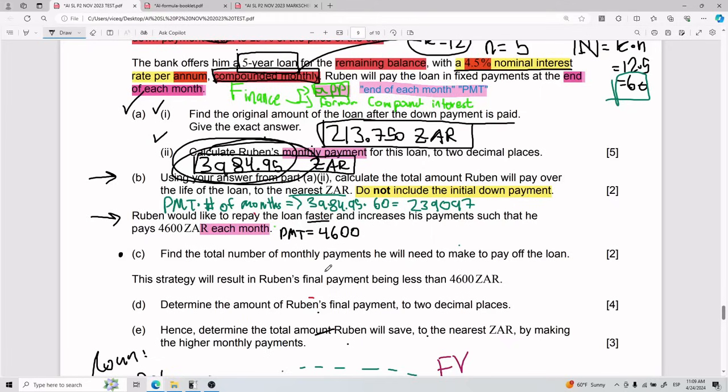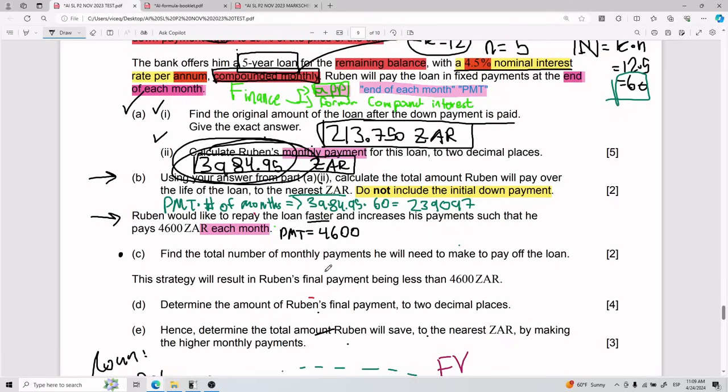Imagine I owe you $10 and I say, okay, every week I will pay you $1 back. I'm going to take 10 weeks to pay back the $10. And now imagine that midway through I'm like, you know what? I'll start paying $2 per week. Of course it's going to be faster. Of course it's going to be less weeks.